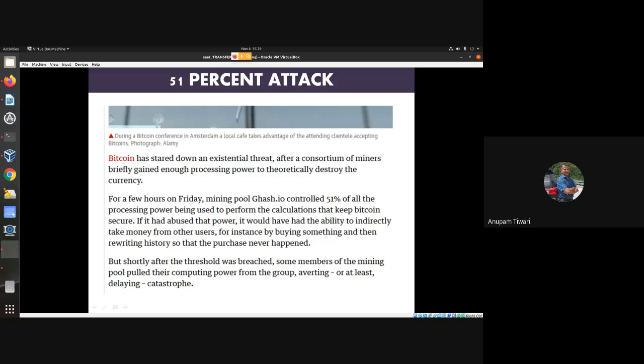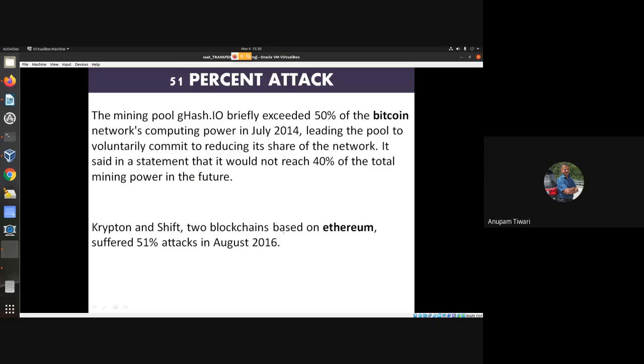In 2014, a 51% attack occurred. A mining pool, Ghash.io, controlled 51% of the processing power. It was able to briefly gain enough processing power to theoretically destroy the currency. This was made known, and people were made aware that this is possible. But shortly after the threshold was breached, some members of the mining pool pulled their computing power out of the group, averting a catastrophe. So there was a moment when the computational power was good enough to break the nonce.